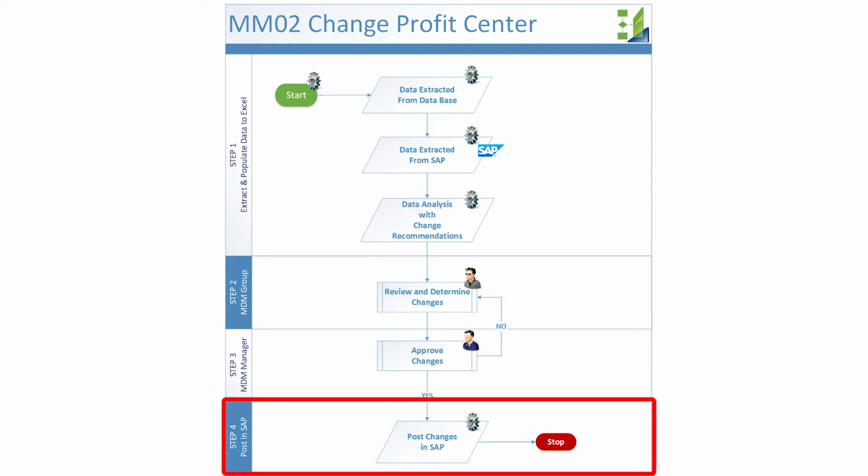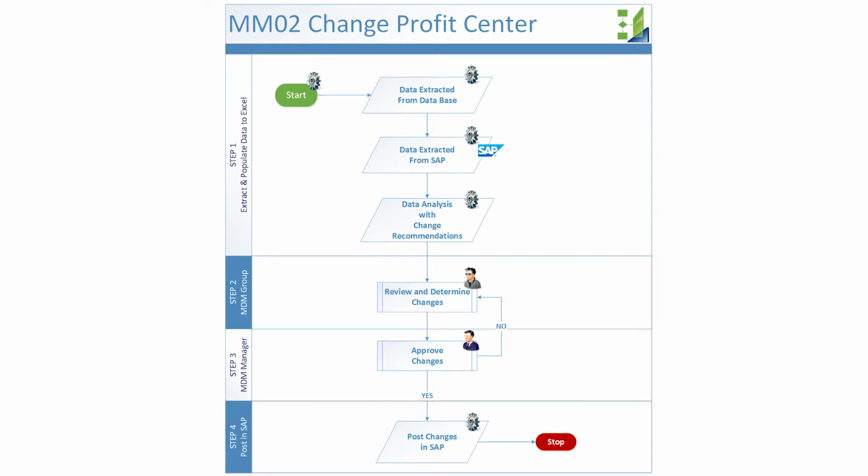In step four, which is fully automated, a Process Runner automation script executes utilizing the credentials of the manager from step three, and then the data is uploaded to SAP. Before we begin our workflow, let's look at the Excel template we will be using.